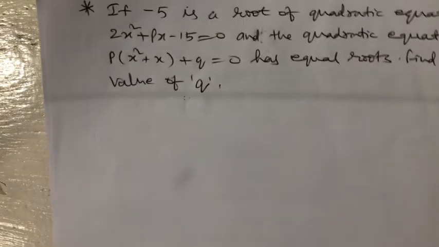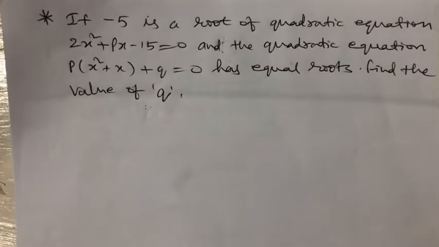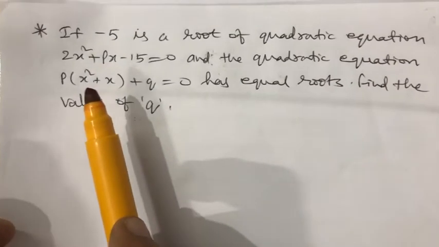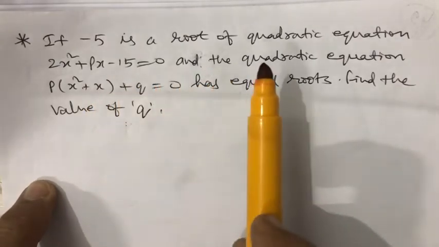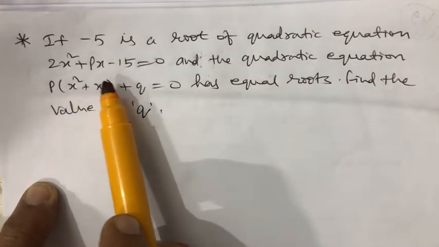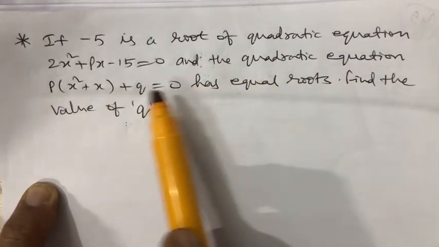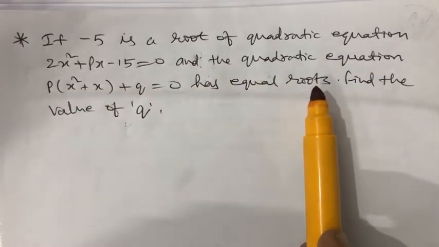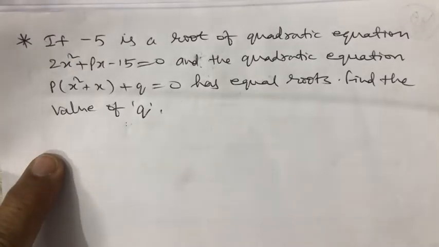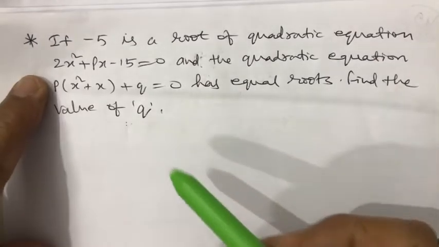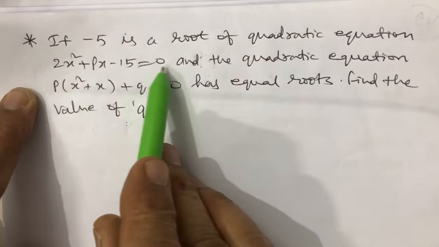Sometimes roots are given. Say the first sum, star sum number 1. If minus 5 is a root of the quadratic equation 2x square plus px minus 15 equals 0, and the quadratic equation, this one, has equal roots. Double question, find the value of q. So here the first thing is minus 5 is one of the roots, so it will satisfy equation number 1.